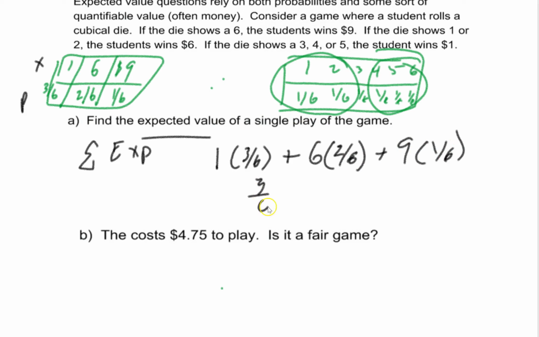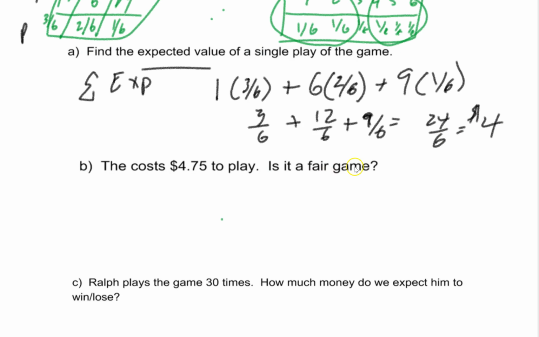And you get 3 out of 6, plus 12 out of 6, plus 9 out of 6. To keep it easy, count on the common denominator. I get 24 out of 6, which is $4. So my expected value is this $4. Now, the cost is $4.75 to play. Is this a fair game? Fair game just means expected value should equal the cost to play.